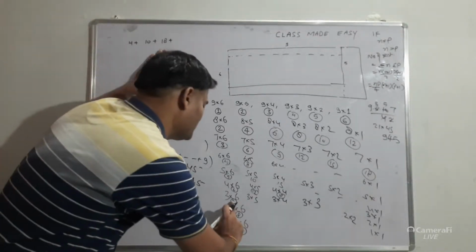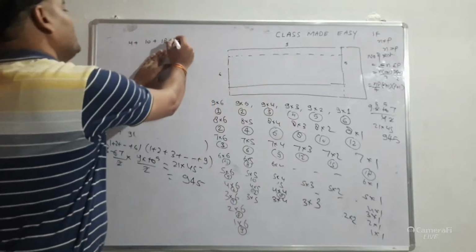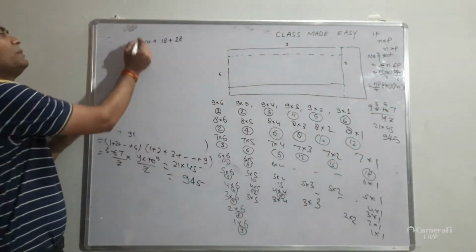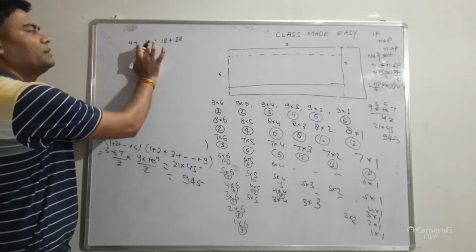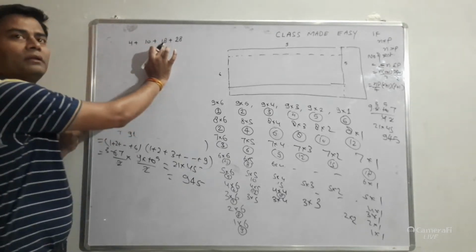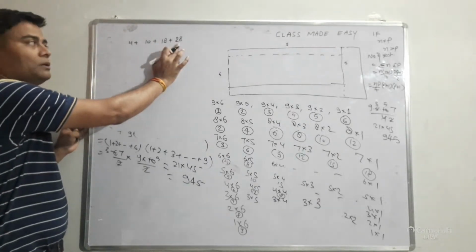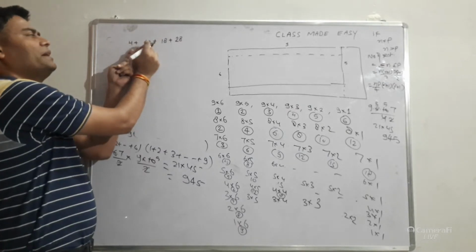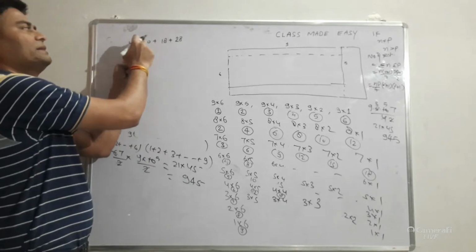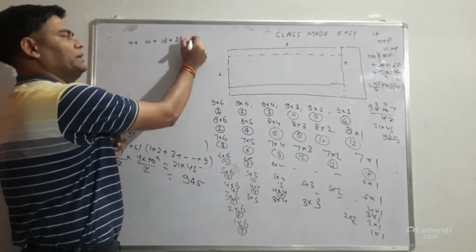Now see, this one is 7: 7 times 2 is 14, 7 times 3 is 21, 7 times 4 is 28. By the special sequence, you can observe this is 4, then 6 is added, 10, then 8 is added, 18, then 10 is added. So 6 is added, 8 is added, 10 is added. Now how many will be added? 12. So it is 40.